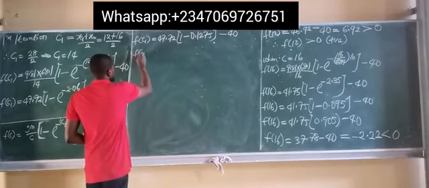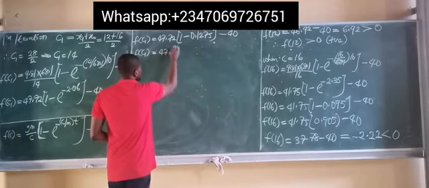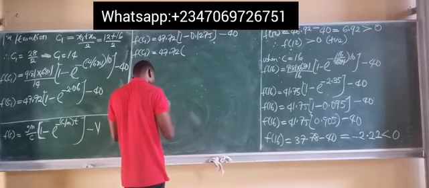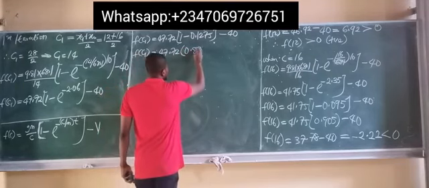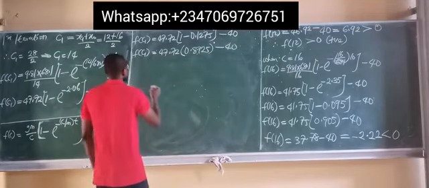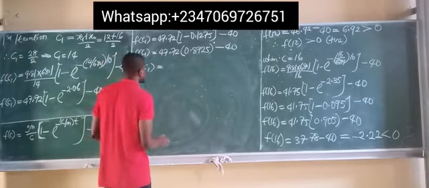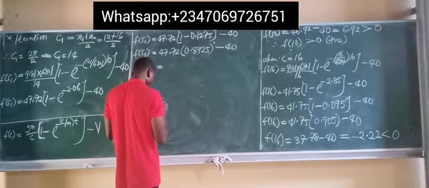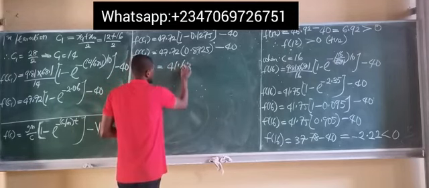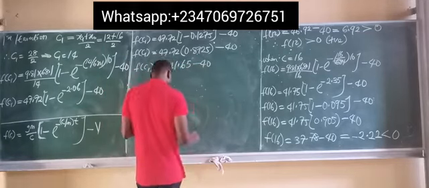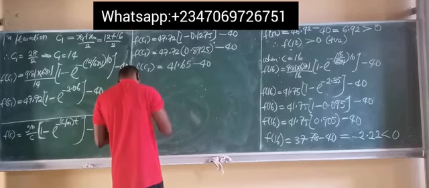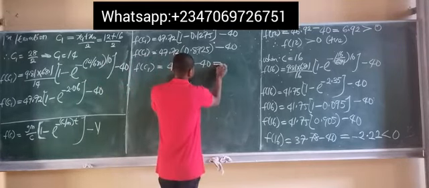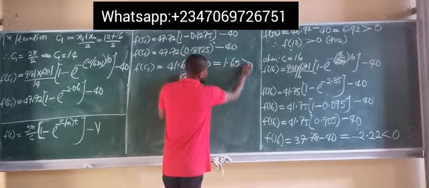all minus 40. So f of c1 is now equal to 47.72 into 1 minus 0.1275. 1 minus 0.1275 gives us 0.8725, minus 40. Okay, f of c1 is now equal to 47.72 multiplied by 0.8725, that gives us 41.65, not forgetting minus 40. So this simply means that 41.65 minus 40 will give us 1.65, which is greater than 0.